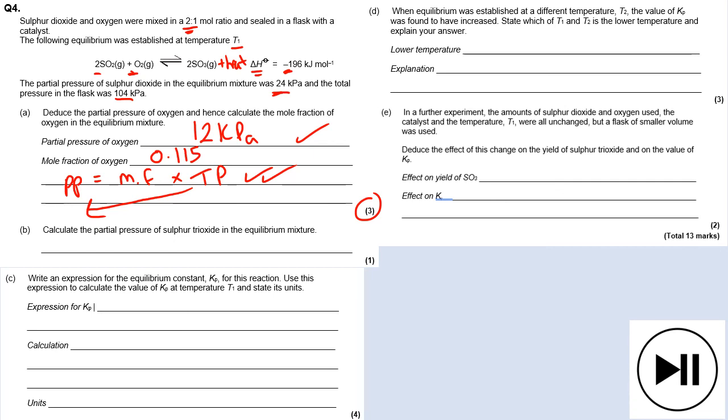Calculate the partial pressure of sulfur trioxide. Well, again, what we know here is we know the sum of the partial pressures equals the total pressure. The total pressure is 104. We know the partial pressure for oxygen was 12 because we just calculated it, and we know the partial pressure for sulfur dioxide is 24, which leaves us with 68 kilopascals. That's why it's only worth 1 mark, a quick 1 mark there.